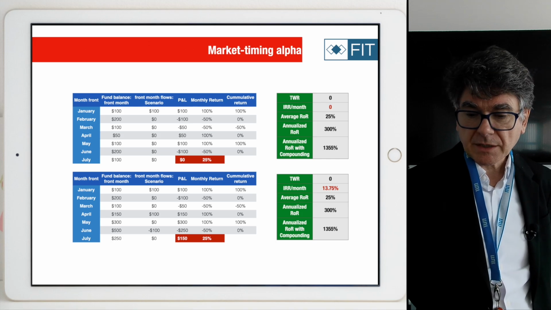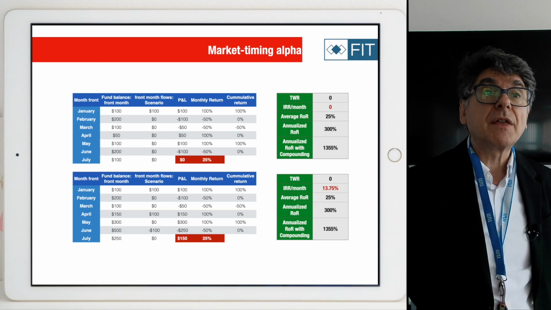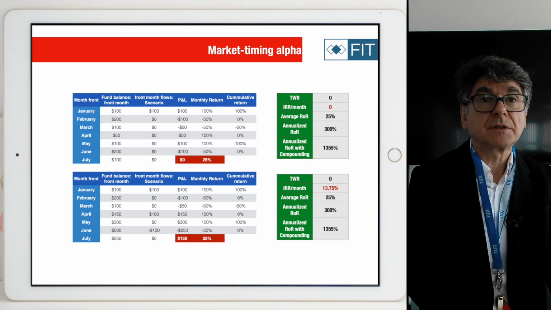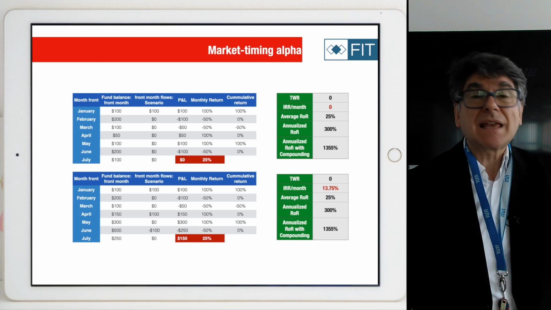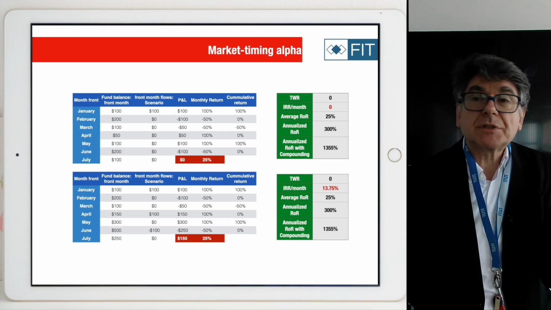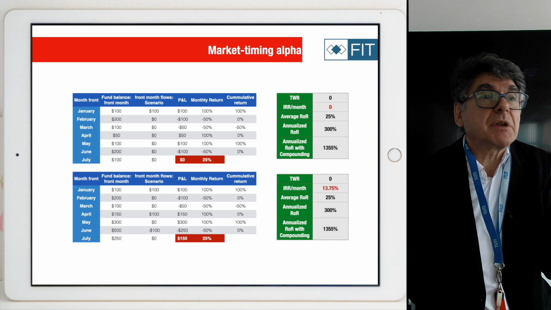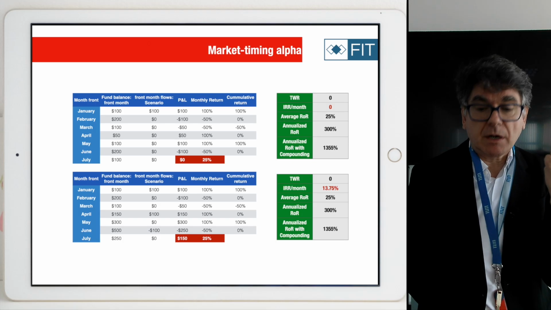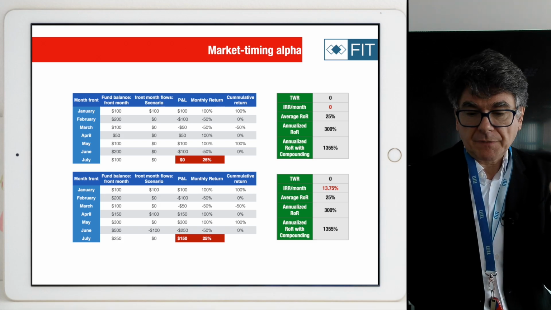The other one has a time-weighted return of 0, has an IRR of 13.75%, because IRR does take into account how much money you have. Has an average rate of return of 25%, same as the passive guy. Annualized rate of return, the same, 300%, because it doesn't take into account how much money you have. And the annualized IRR, also the same, because it doesn't take into account how much money you have. Of all of these metrics, only one takes into account how much money you have. And that's the IRR.